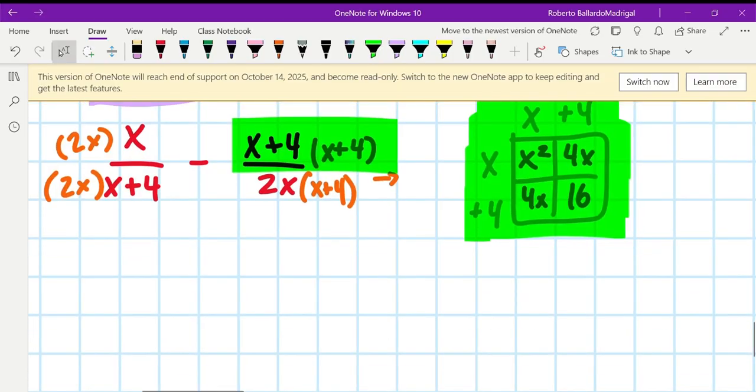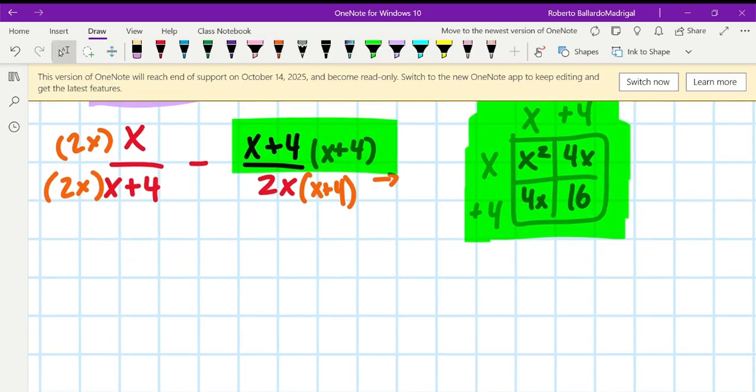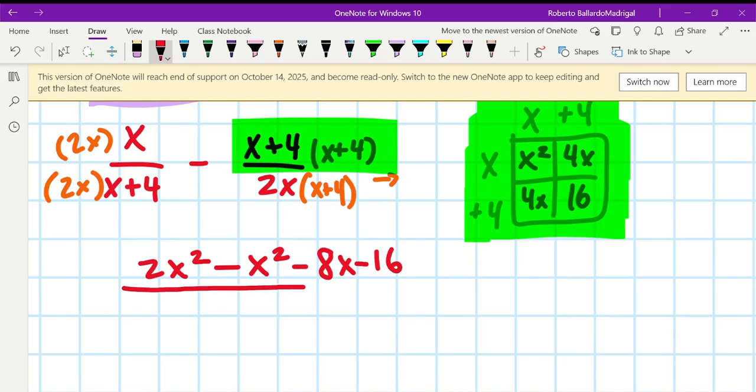So I'm going to rewrite it down here. I think that's probably what's going to work best. Okay, so we said we had 2x squared minus, what's going to happen is all of these, I'm going to make them negative. So the x squared is going to become negative. So 2x squared minus x squared. 4x and 4x, which is 8x, is going to turn negative. Negative 8x. And then 4 and 4, which is 16, will become negative 16. All of this over 2x, x plus 4.